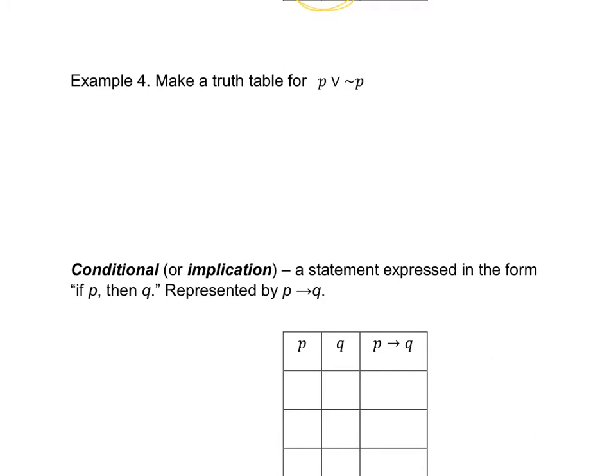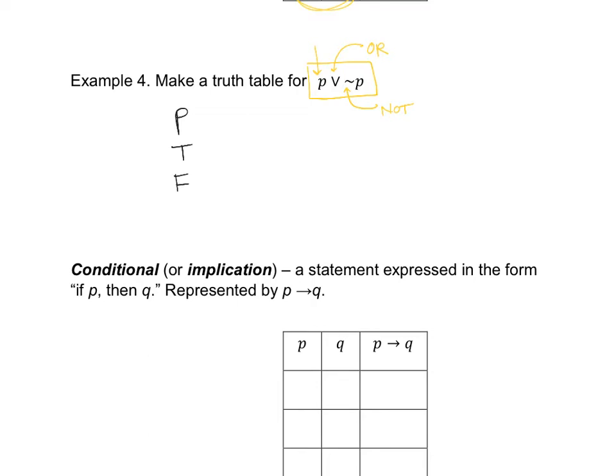Okay, looking at the example, it says we want to make a truth table for this compound statement. The first statement is P, then we have that V, remember that's the or symbol or disjunction, and then we have that little squiggle, remember that means not, or is the negation. Since we only have one big statement here, P, we don't have P and Q or P, Q, and R, which you'll see in a little bit, I'm just going to write P, and the only ways that P can happen is it's either true or it's false.